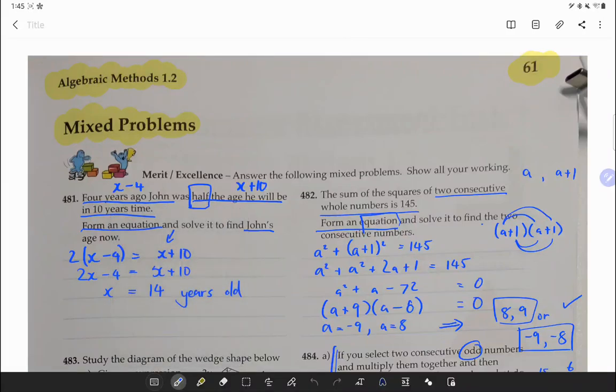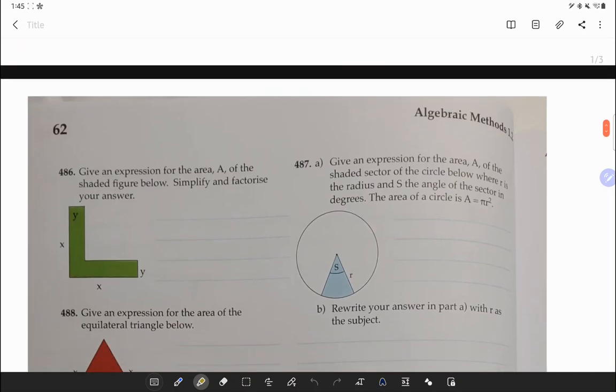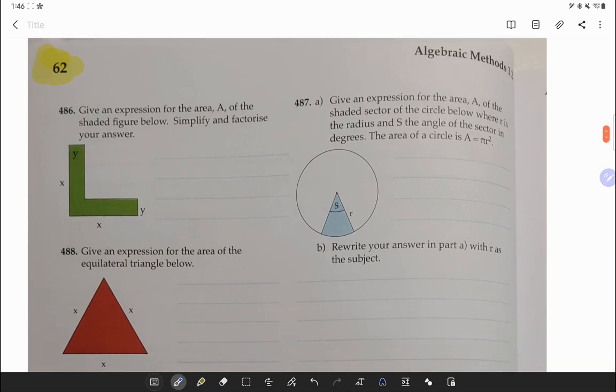All right. Now this video is going to be algebraic methods mixed problems, and we're going to do page 62. We already did page 61 in a separate video. So here we are. Give an expression for the area A of the shaded figure below. Simplify and factorize your answer.